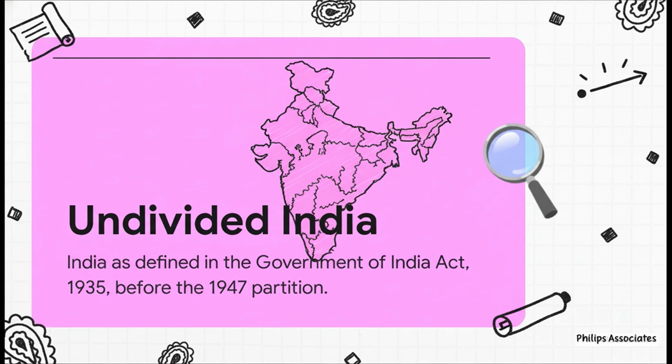Now, this doesn't mean the map of India you see today. It specifically refers to the territory of India before the 1947 partition. The law actually points back to an even older document, the Government of India Act of 1935, to define this.